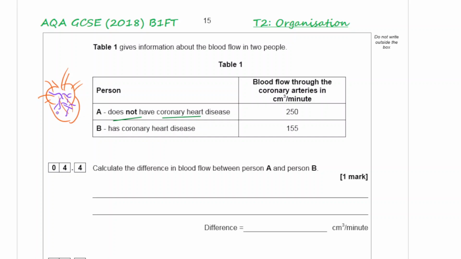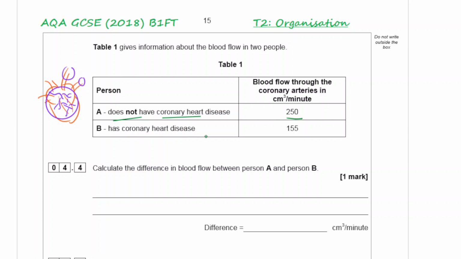So when you get a heart attack, that's mainly because these blood vessels that carry oxygen to the heart are blocked, right? We are not talking about these blood vessels. It's these blood vessels that we are talking about. If they get blocked, that means your heart is not going to get enough oxygen, which means your heart muscles will start to die, and you wind up with what is called a heart attack. So going back to this, A does not have coronary heart disease. The blood flow through the coronary artery is 250 centimeter cube per minute.